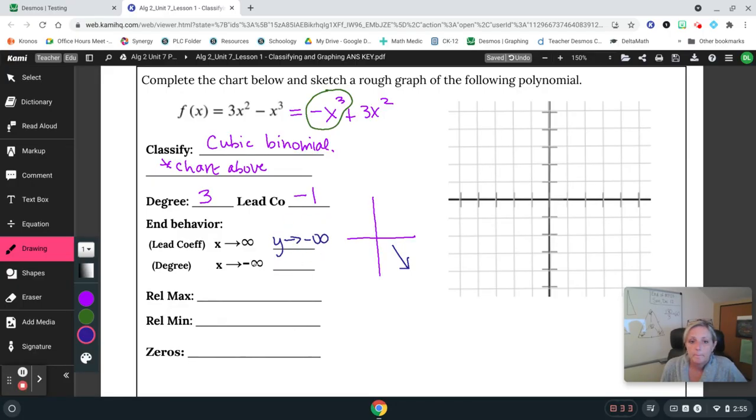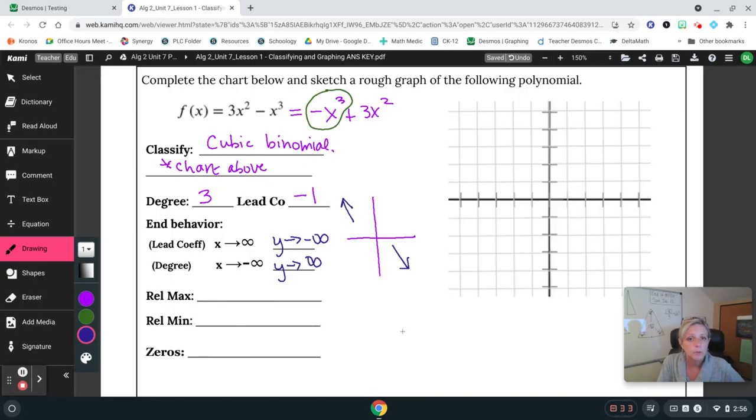Okay. Now, what's it doing toward the left, toward negative infinity? That comes from the degree, and the degree is 3, and it's odd. So that tells me it's going to go in the opposite direction. So as x approaches negative infinity, y is going to approach positive infinity. Okay, now we need to graph this so we can find our relative min and relative max and our zeros.